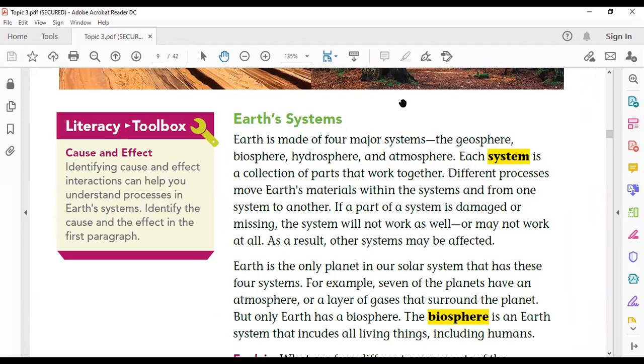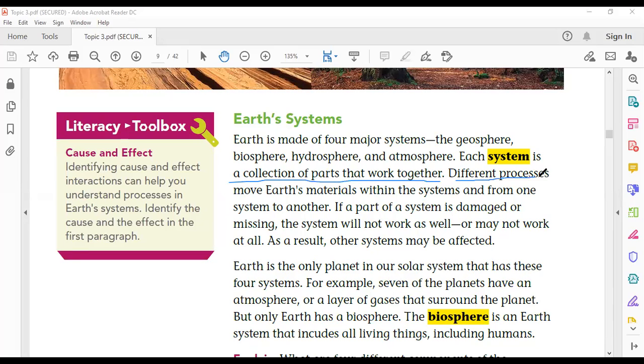And we can divide the Earth system into four parts or four systems. These systems are the geosphere, biosphere, hydrosphere, and the atmosphere. Again, a system is a collection of parts that work together.